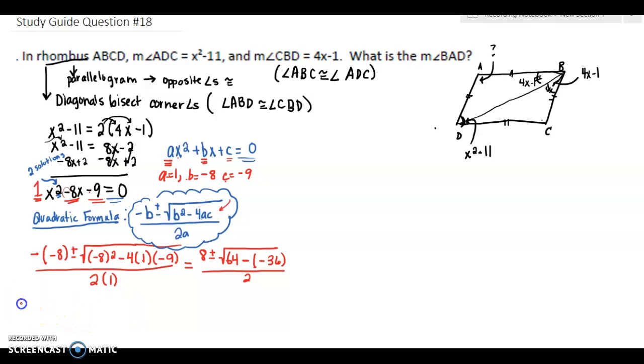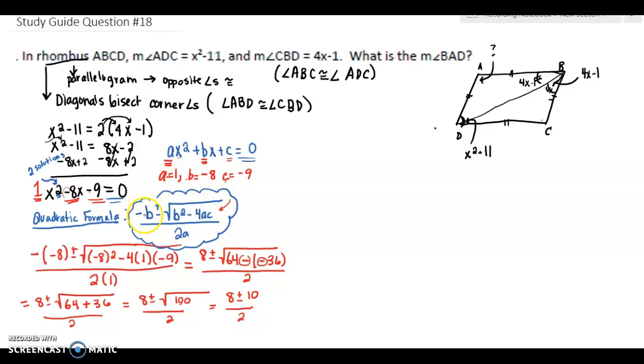All right, simplify it a little bit more. 8 plus or minus the square root of 64. Well, guys, a negative times a negative is a positive 36, all over 2. So 8 plus or minus the square root of 64 plus 36, which is 100, all over 2. 8 plus or minus, well, the square root of 100, guys, is 10, over 2.